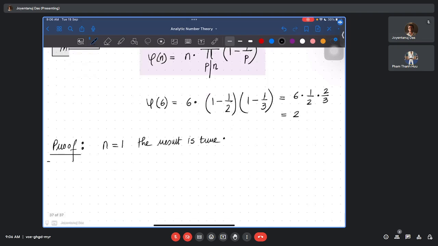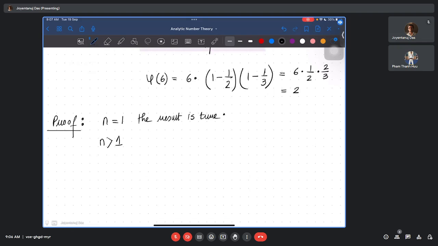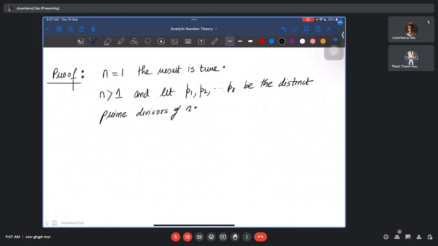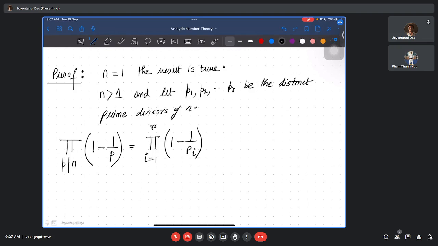So that is fine. Now we'll take only the things where n is strictly greater than 1. So if n is strictly greater than 1, let p1, p2 up to pr be the distinct prime divisors of n. Then if I take the right hand side product, let us see what happens. The product over p dividing n is nothing but the product for i equals 1 to r of 1 minus 1 by pi, because these are the distinct prime factors of n.